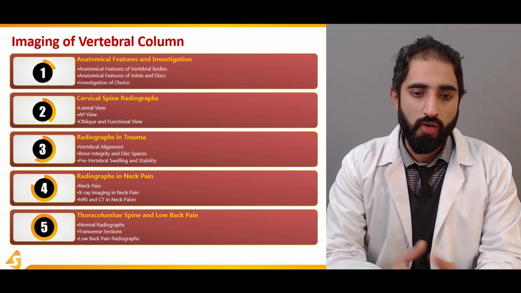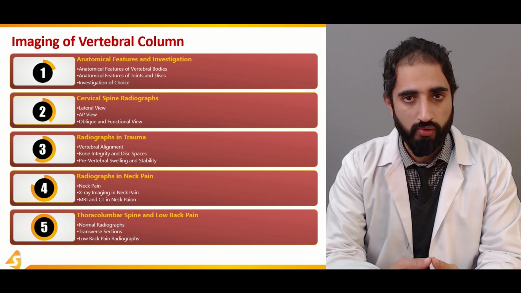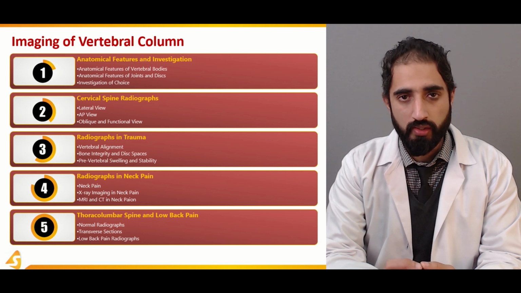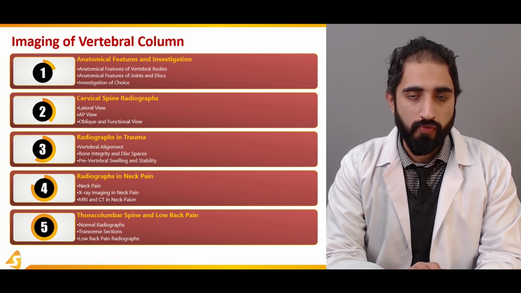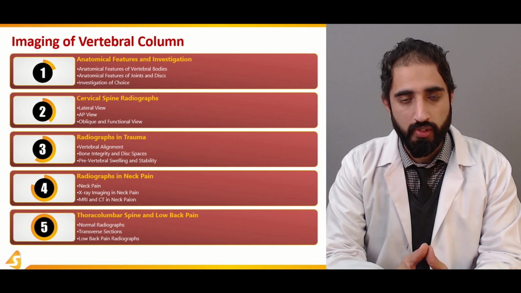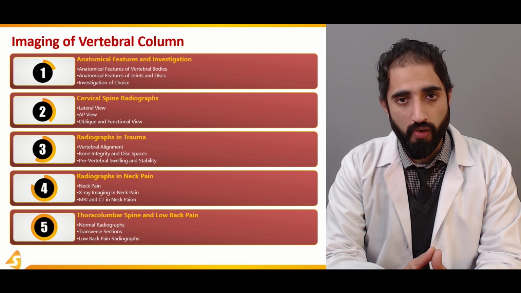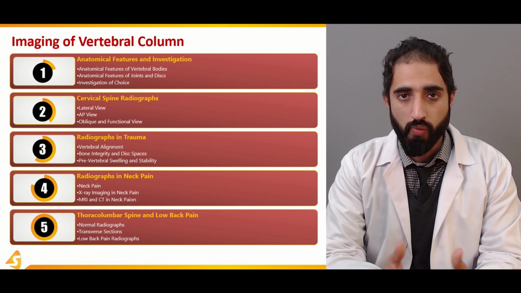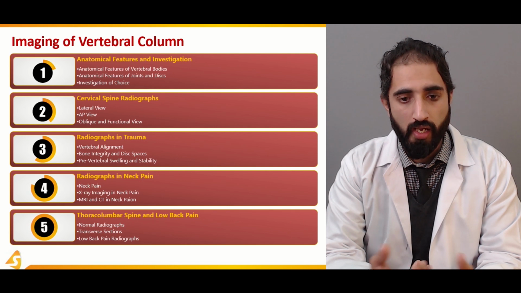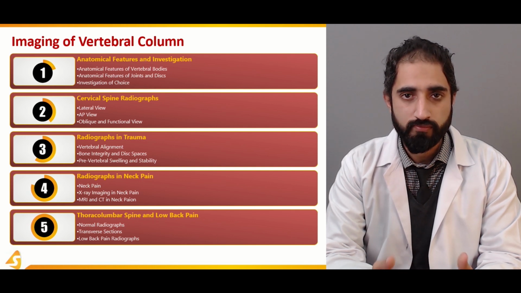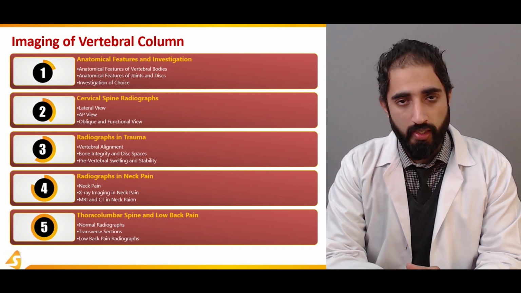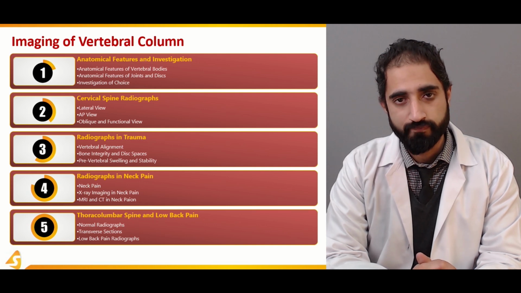In the next section, we're going to talk about cervical spine radiographs, in which we are going to talk about different types of radiographs, including the AP view, the lateral view, the oblique view, and the functional view as well. We're also going to talk about the swimmer's view, which is a specific type of lateral view. Moving on, we're going to talk about the review of radiographs in trauma, in which we're going to talk about the vertebral alignment, bone integrity, and disc spaces in terms of imaging and radiographs. And we're also going to talk about the prevertebral swelling as well as the stability of the spine.